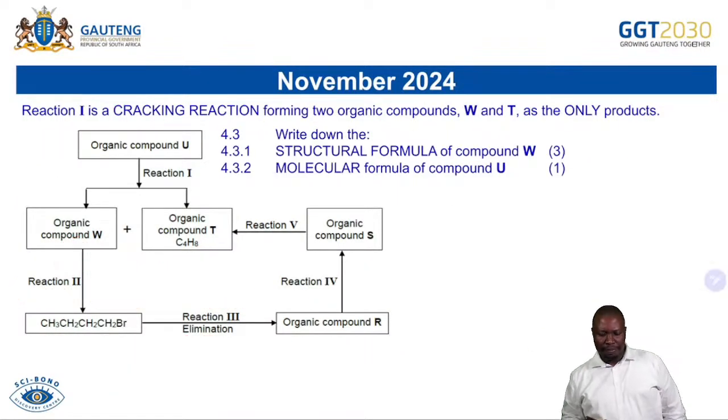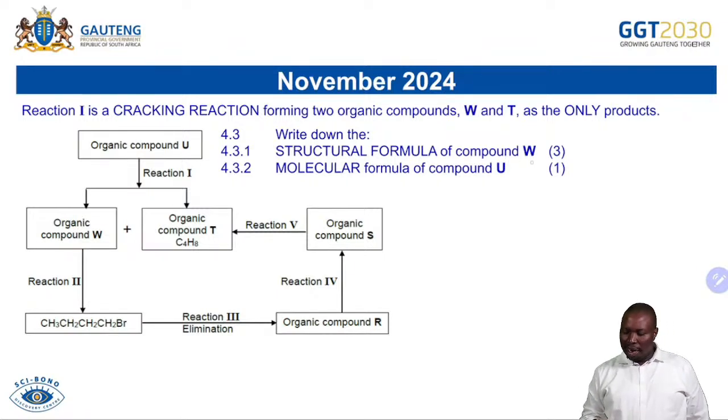Now, if you move, write down the structural formula of compound W. We said it's butane here, C4H10. So you just write butane, which is what I've done on the other page, but I can do it quickly. You just write your 4 carbons, C4H10, and then you show all the bonds. And then you go to 3 marks there.